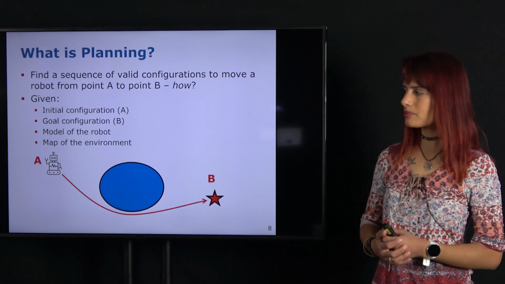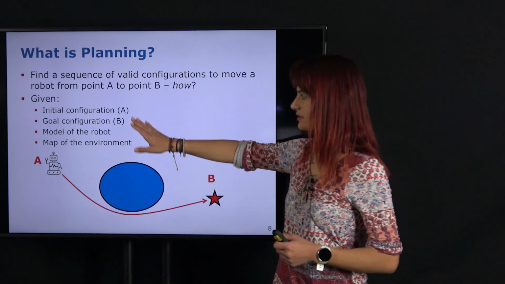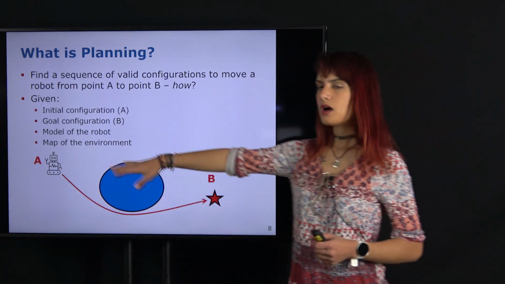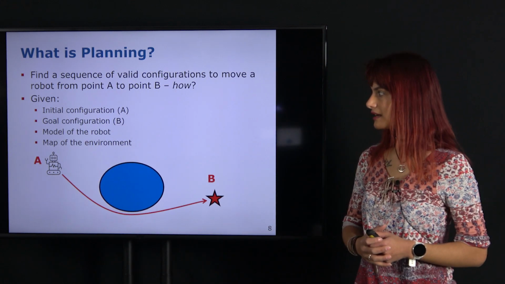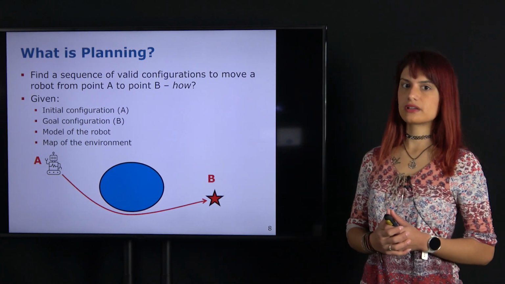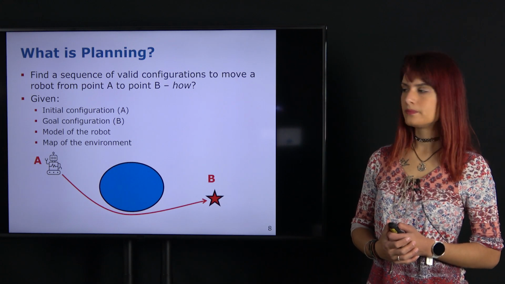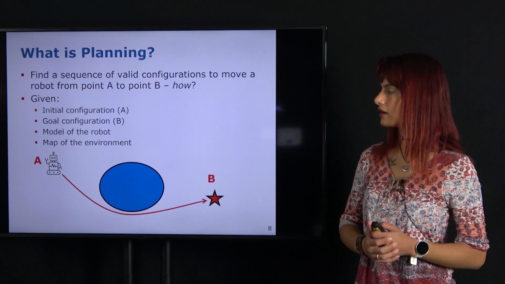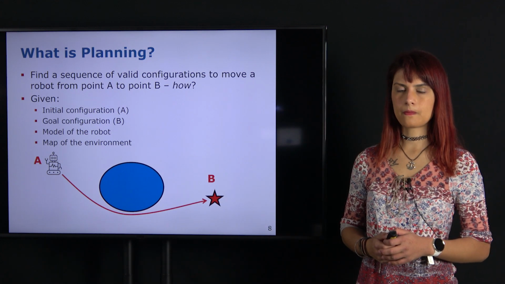So to make this a little bit more specific, the planning problem accepts the initial configuration, the goal configuration, a model of the robot, including its geometry, kinematics, and dynamics, as well as, in this case, a map of the environment, so where the obstacles actually are. And the output should be this path, connecting the initial to the goal configuration.